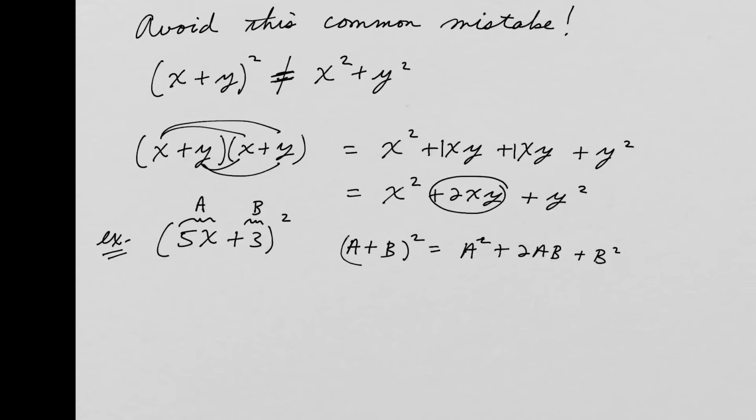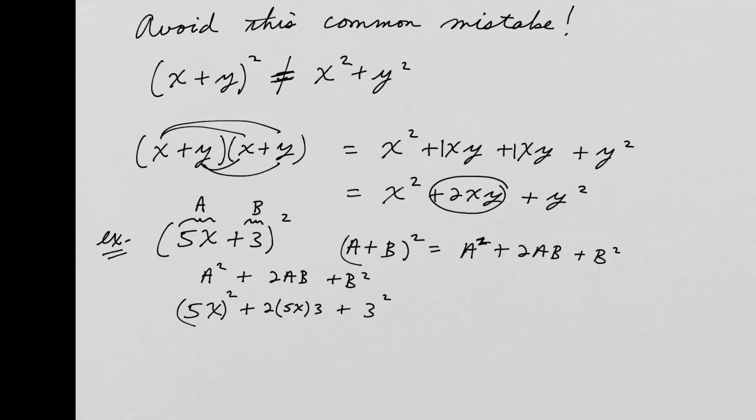So what I could do is I could plug in now, right? Where I have an a, I would plug in 5x. So this, here, I'll write it here. So remember, this could be a squared plus 2ab plus b squared. So I have (5x), that's my a, squared, plus 2 times 5x, b is 3, and then plus 3 squared.